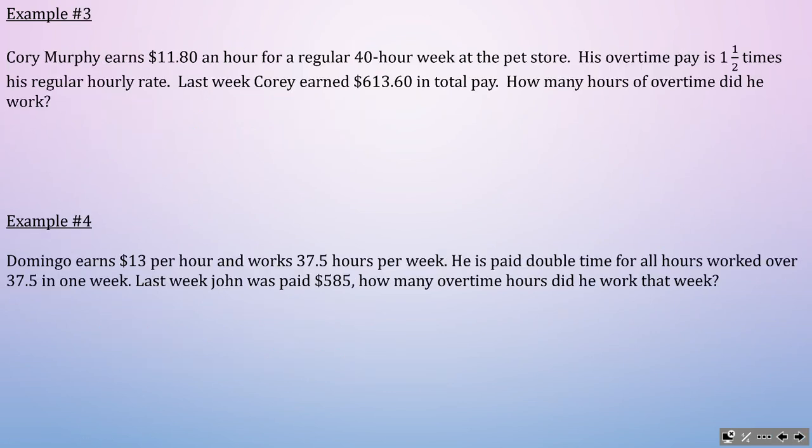We have 2 more examples here. Corey Murphy earns $11.80 an hour for a regular 40-hour week at the pet store. His overtime pay is 1.5 times his regular hourly rate. Last week, Corey earned $613.60 in total pay. How many hours of overtime did he work? Well, this time it doesn't tell us how many hours of overtime, so we kind of have to work backwards, but we can do the same thing we did before. We can find his regular pay and we can find his overtime pay.